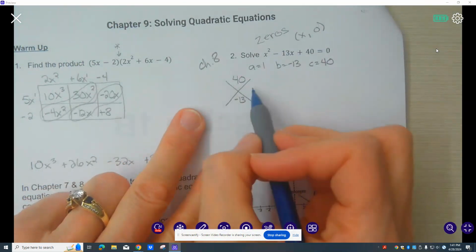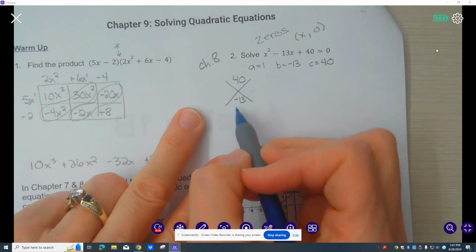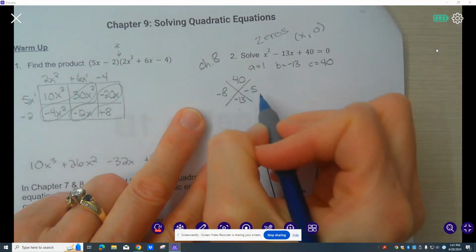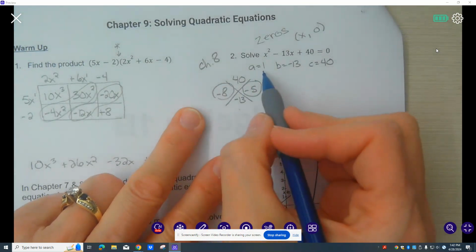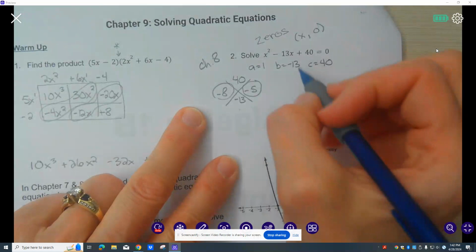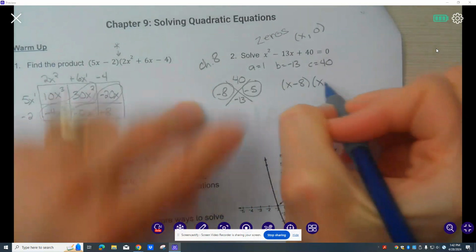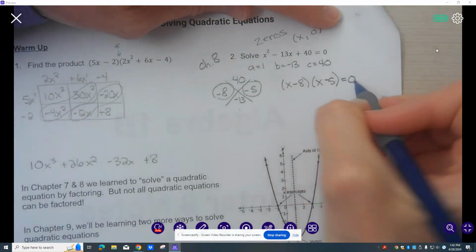I'm looking for two numbers that multiply to give me positive 40 and add to give me negative 13. That would have been negative 8 and negative 5. So those are the numbers I'm using again. A is 1, so I don't need to do the box. So my factors would be x minus 8 times x minus 5 equals 0.